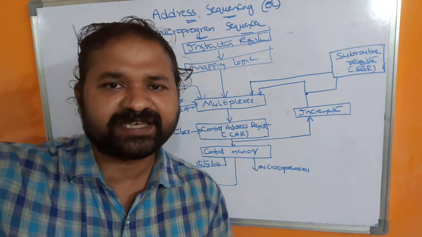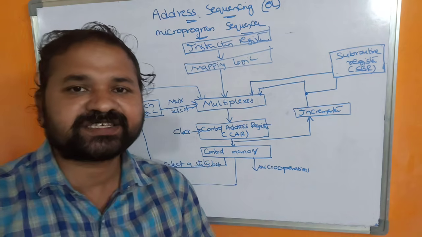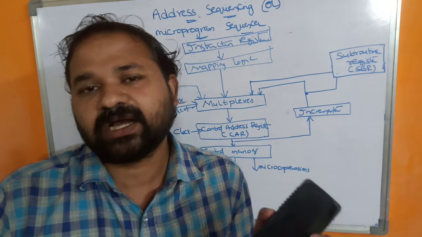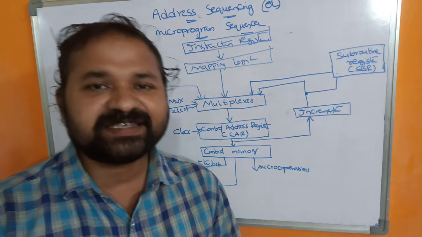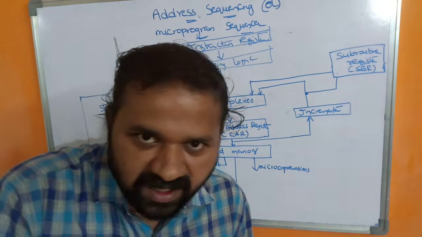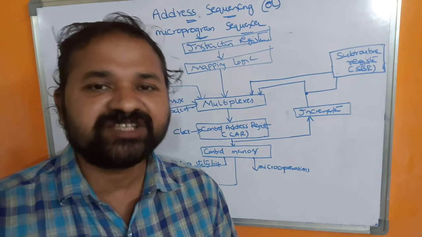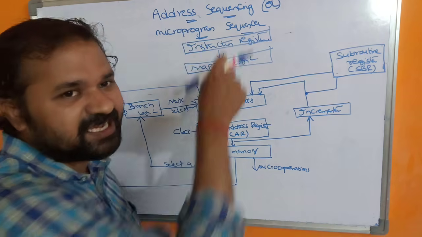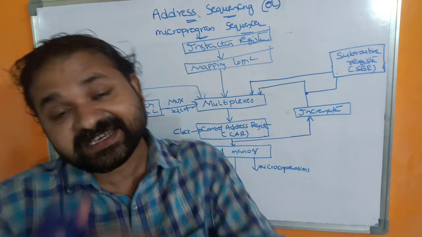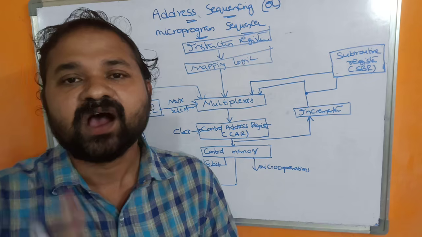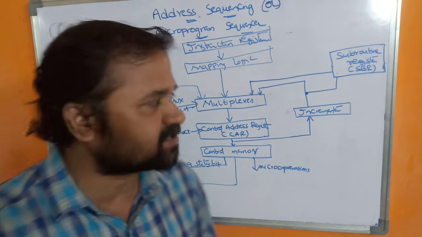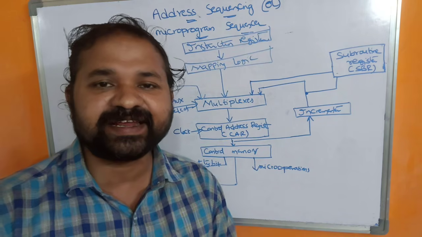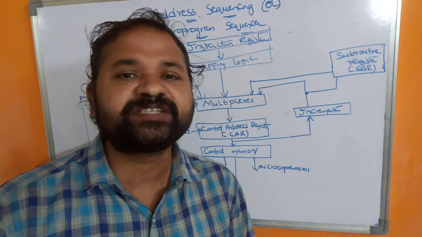While the CPU is executing the current instruction, we have to generate the next instruction address. Those two should be done simultaneously. So while the CPU is executing the first instruction, how can we generate the next instruction address? That is nothing but the concept of address sequencing, or the microprogram sequencer. The duty of the microprogram sequencer is to generate the next micro instruction address.